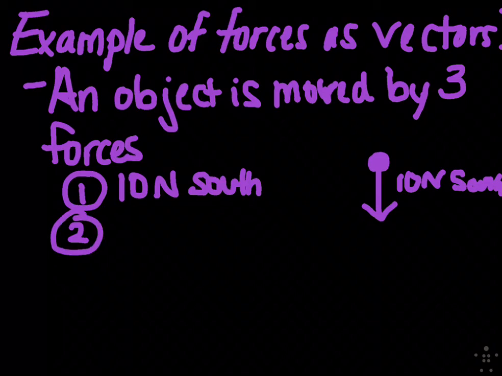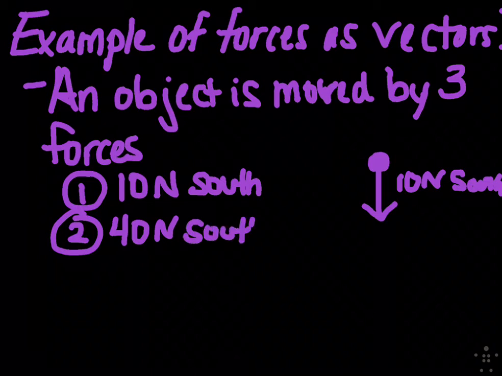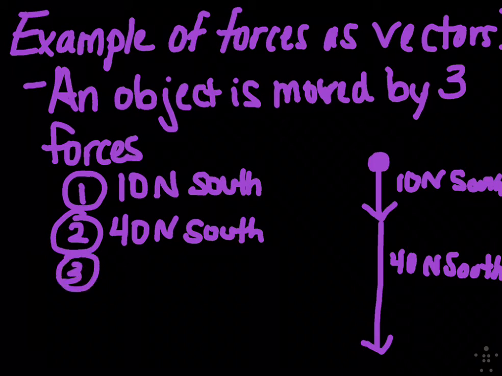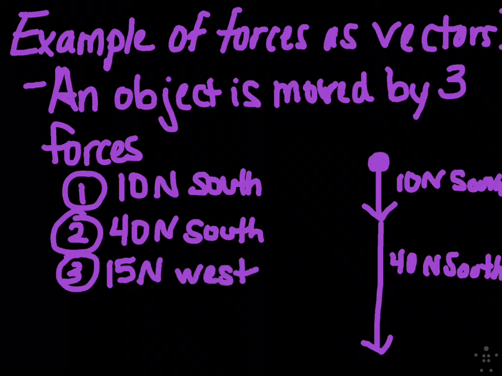The second force that moves this object is going to be 40 newtons south, which means it's going to be much larger than the previous one. And we have to label it. So 40 newtons south is going to move the object yet again in the south direction. Then the third force that occurs is going to be the force of 15 newtons west. So the object is going to begin from its last position and move 15 newtons to the west.